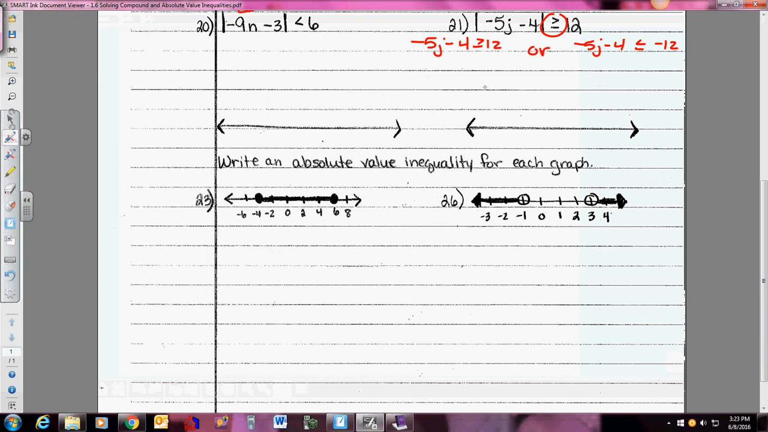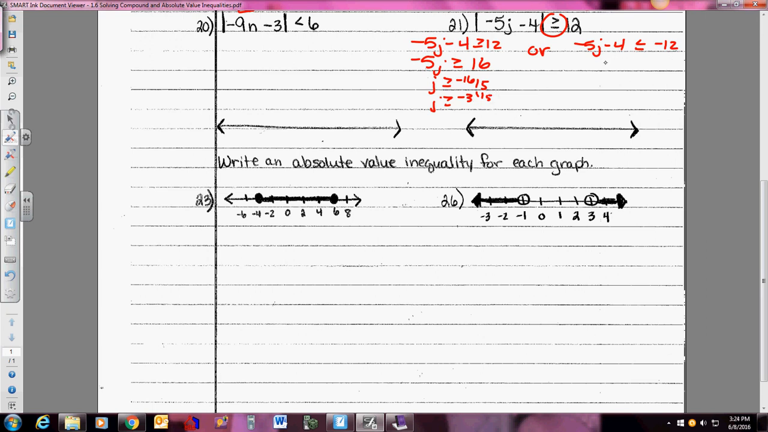You solve both of these separately. You add 4, so -5j greater than or equal to, what's 12 plus 4? 16. You divide by -5. J is greater than or equal to -16 over 5. That doesn't reduce, so just leave it that way. You can change it to a mixed fraction if you want to, because graphing -16 over 5 might be confusing for some people. So that's the same as -3 and 1/5, if that's helpful.